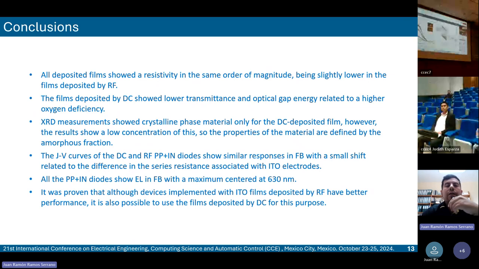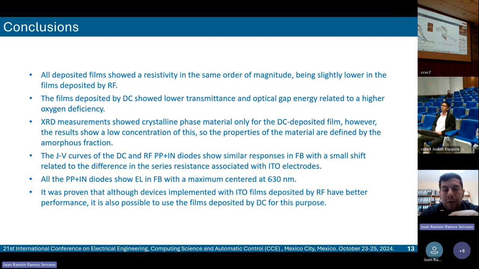Finally, I'll present some conclusions of this work. All deposited films show a resistivity in the same order of magnitude, being slightly lower in the films deposited by RF. The films deposited by DC show lower transmittance and optical gap energy related to a higher oxygen deficiency.